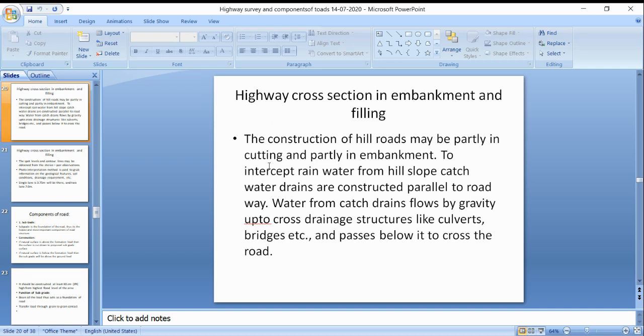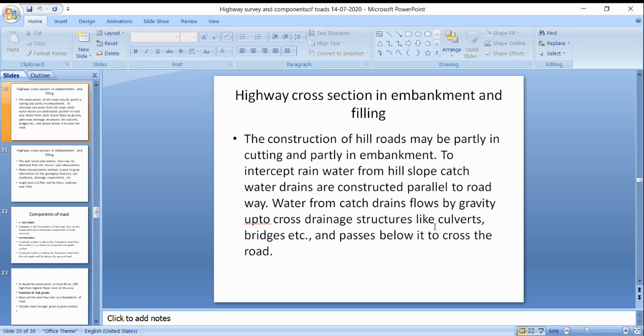Next comes highway cross section and embankment. The construction of hill roads may be partly in cutting and partly in embankment. So why is cutting and filling required? Here we have to see the cross section. If it is in a hilly area, cutting and embankment are more required.